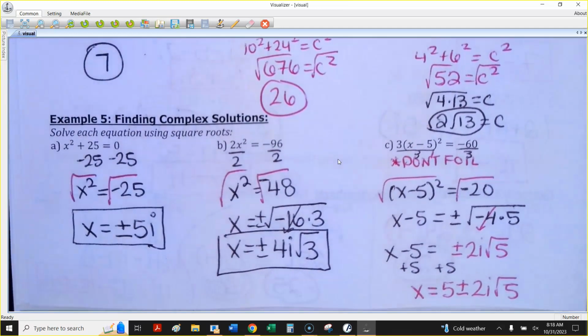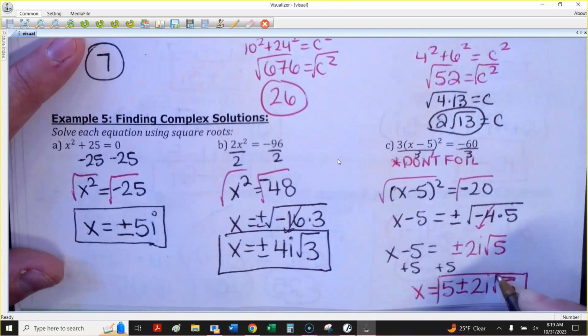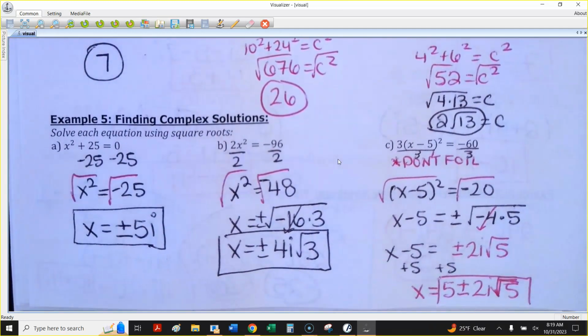Can I do anything else with that? Can I add 5 to the 2i radical 5? No, they're not like terms. So you just leave your answer right like this. It's 2 separate terms. I can't add that real part to that imaginary part because it's got a radical as well. So we can't do anything else there.